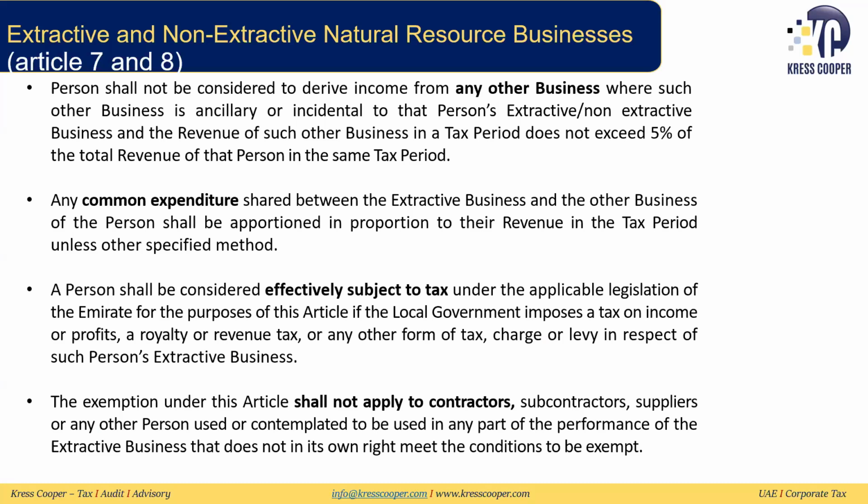The exemption under this article shall not apply to contractors, subcontractors, suppliers, or any other person used or contemplated to be used in any part of the performance of the extractive business that does not in its own right meet the condition to be exempt. So here, this condition is that the contractors, subcontractors, or suppliers that are used by the extractive or non-extractive natural resource business, because that's a normal business thing, they are oftentimes using contractors or subcontractors or other suppliers. So they do not automatically get the extension of exemption just by being involved with them. They can be an exempt person if they are meeting those conditions in their own right, but not merely by being contracted from an extractive or non-extractive person. So these contractors and subcontractors will be treated separately in their own right.